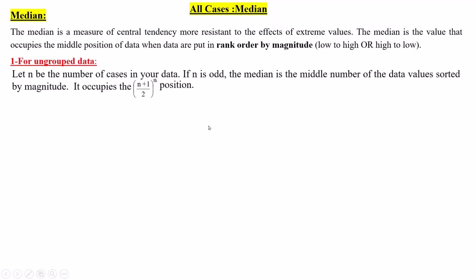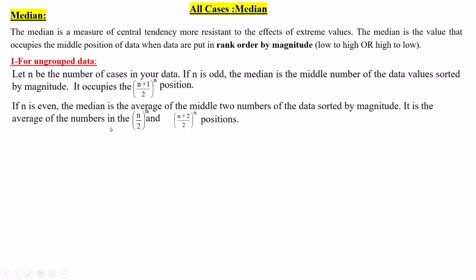First, for ungrouped data, if the data is odd, we can use this formula to find median: n plus 1 divided by 2. If the data is even, we have to find the average of n over 2 and n plus 2 over 2. We explain this by solving two examples.